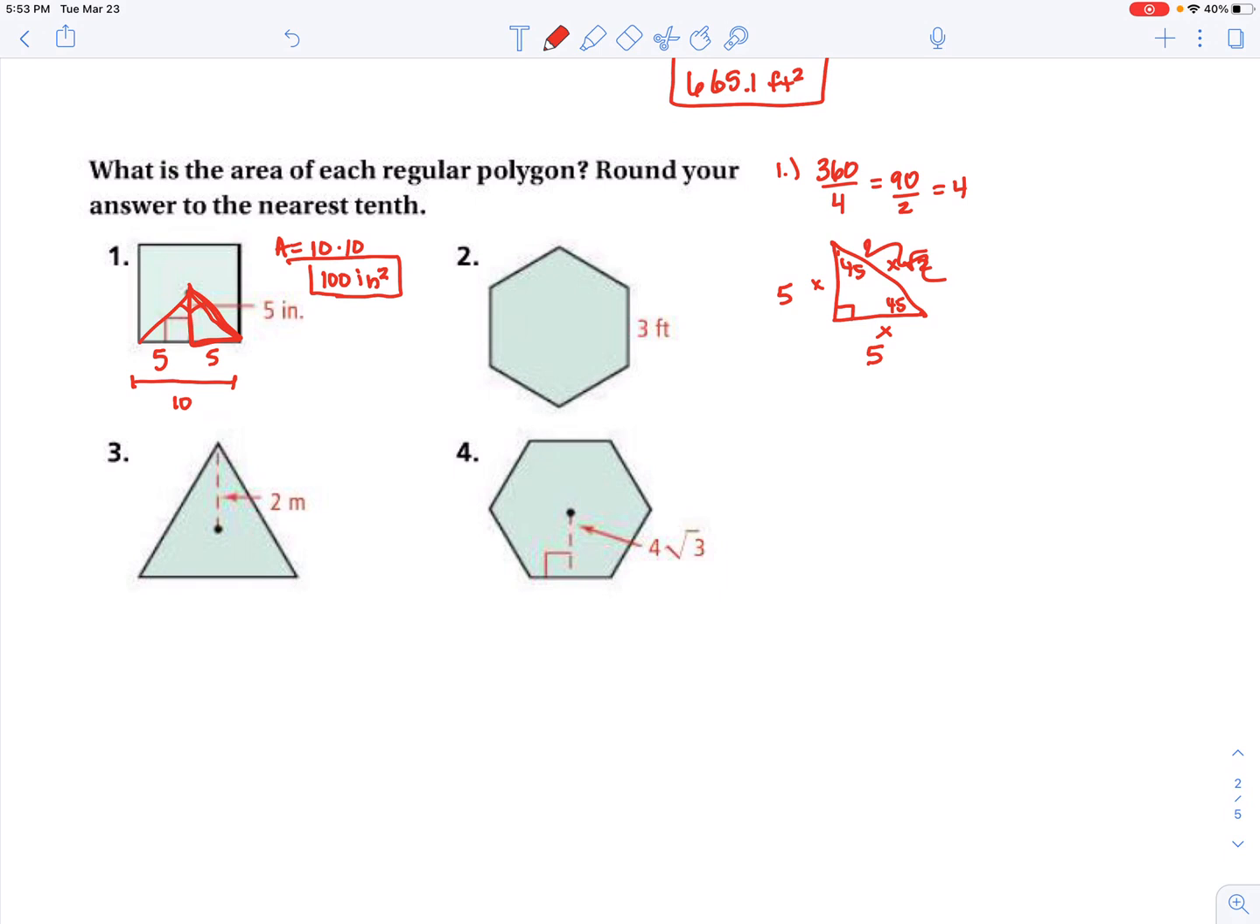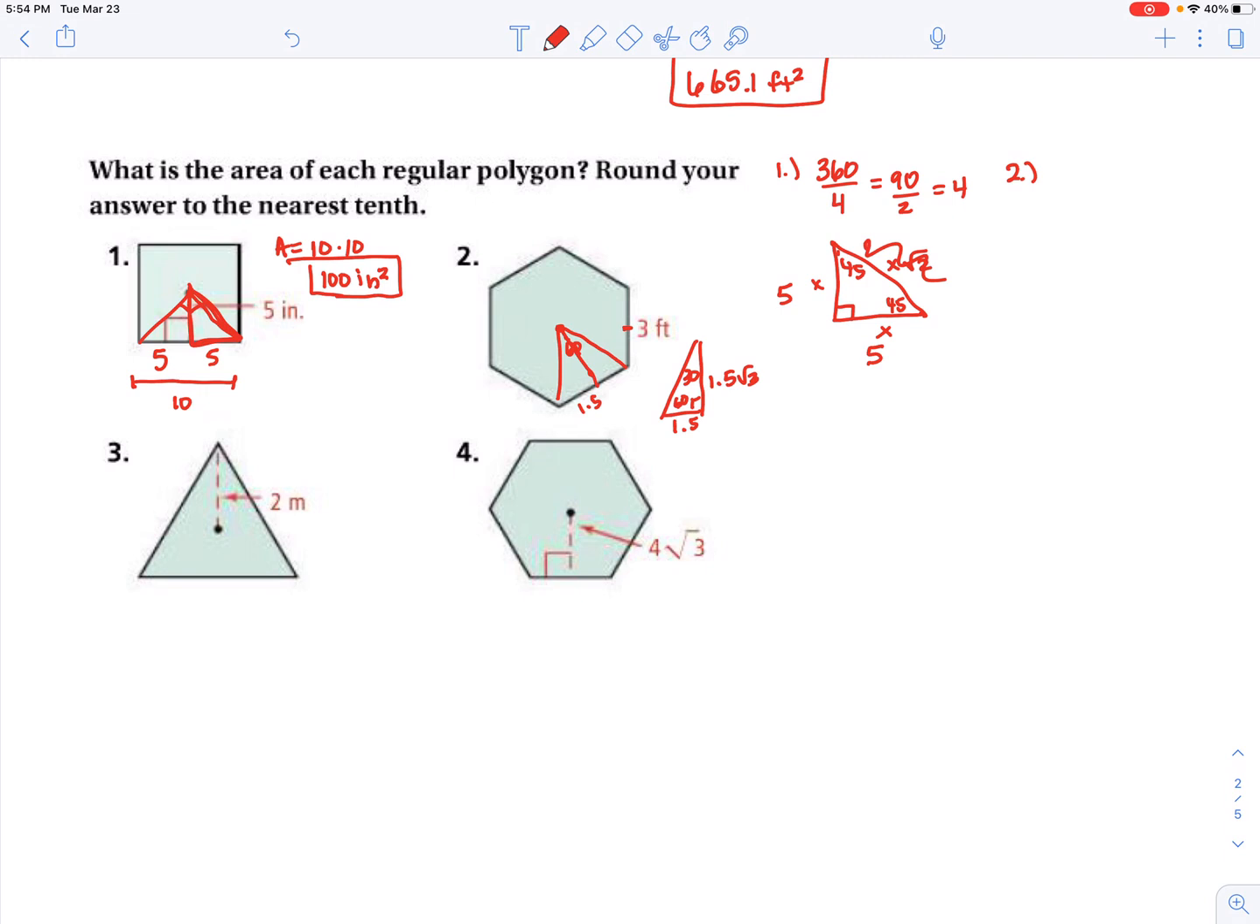Okay, number 2, it's a hexagon. So here's my center. If I divide that into 6 different triangles, we know that's 60. But if I cut it in half, let's just draw 1 half of it. Then this is 30, 60, and then your 90 here. It cuts it in half. So this would be 1.5. And my apothem would be 1.5 times the square root of 3.